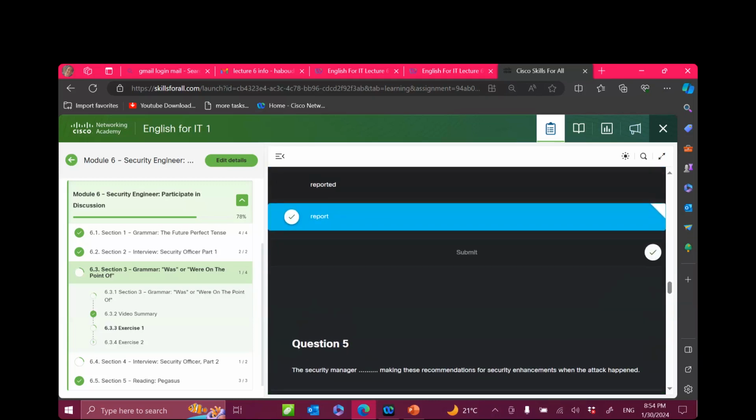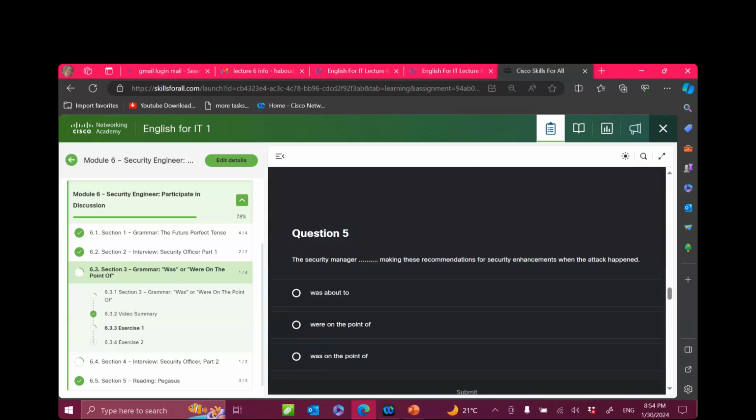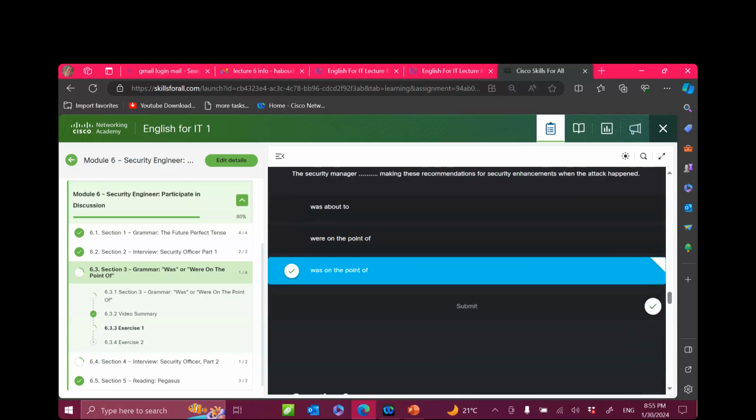Next, question 5. The security manager making these recommendations for security enhancements when the attack happened. So what do you think? The security manager was about to making, were on the point of making, was on the point of. طب أنا عندي هنا was on the point of and were on the point of. لازم أشوف هنا first subject عندي إيه هنا, singular or plural. بيقول the security manager, singular or plural. Yes, singular. يبقى لازم أخد إيه؟ Excellent. On the was on the point of.